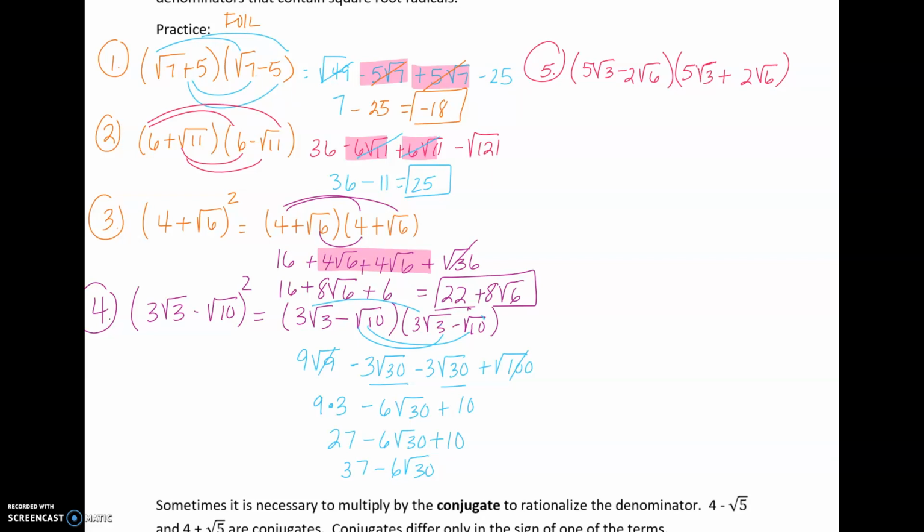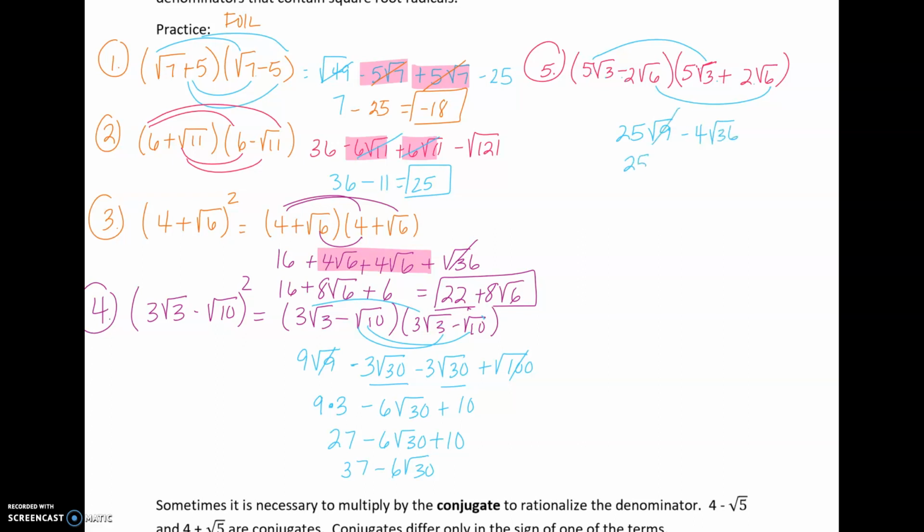So again, I can use the shortcut, and I might do it this time just to show you the shortcut. It means that your middle terms are going to cancel out. So we really only need to square the first and the last. So I do 5 times 5 is 25. Square root of 3 times square root of 3 is 9. Now I'm doing last. Negative 2 times positive 2 is negative 4. Square root of 6 times square root of 6 is 36.